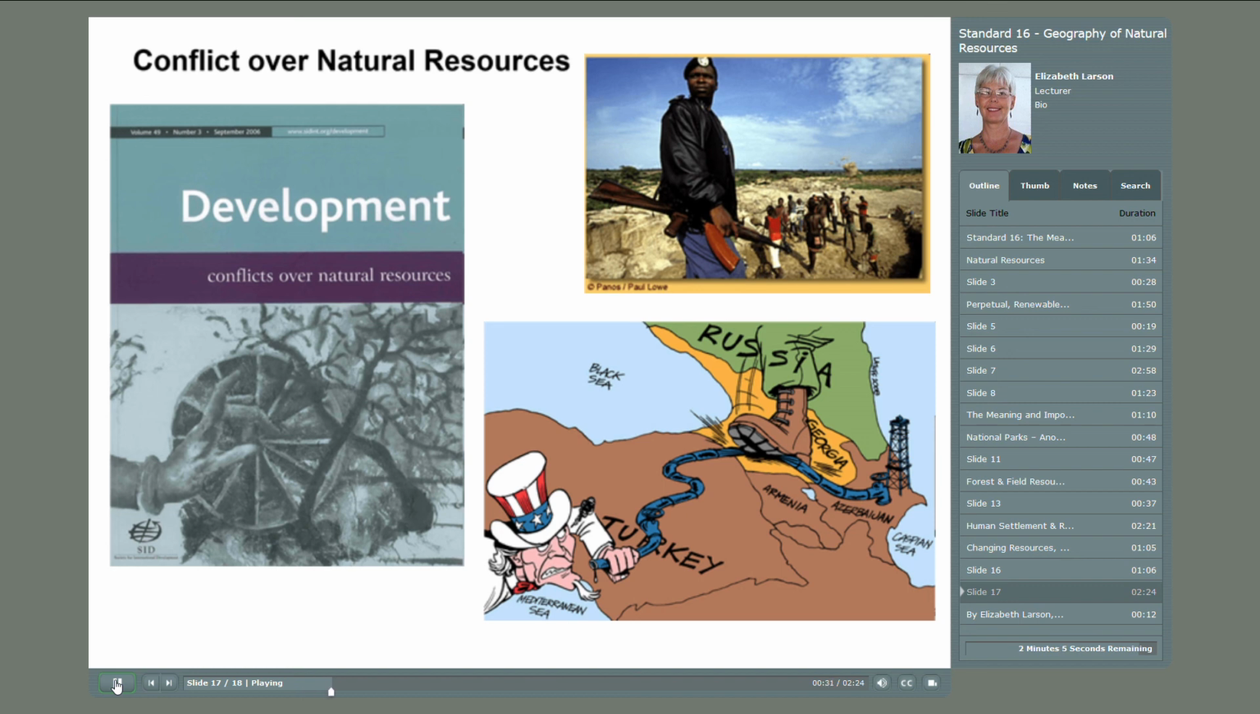In this slide, we see three images. The picture of the journal cover, Development, focuses this particular issue on conflicts over natural resources. The picture in the upper right corner shows a scene from Angola, Africa, with a guard standing watch at an illegal diamond mine in the country during its civil war. The cartoon in the bottom right shows how several countries, even countries on the outside of a conflict, may have a strategic interest in the outcome of the conflict and may back one side or another.